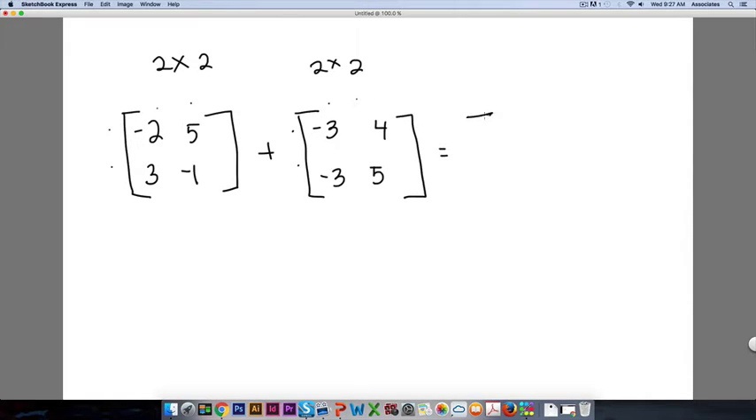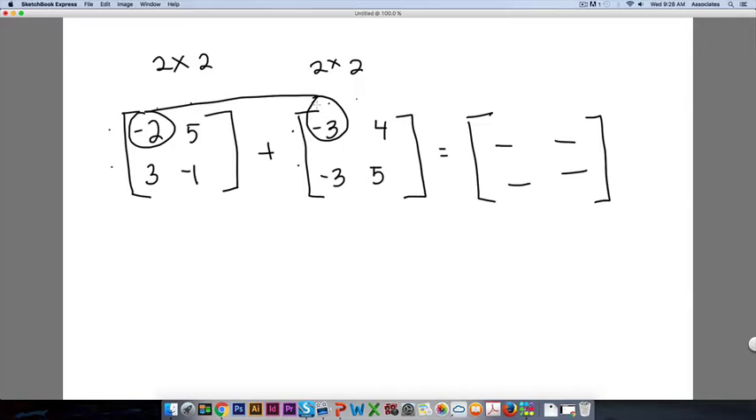So the answer is going to be exactly the same size also. It's going to have 2 rows and 2 columns. So what we do is this is in row 1, column 1. We add it to row 1, column 1 of the second matrix. -2 plus -3 is -5. Now this guy would be 5. He's in row 1, column 2. We're going to add him to row 1, column 2 of the second matrix. So 5 plus 4 is 9.